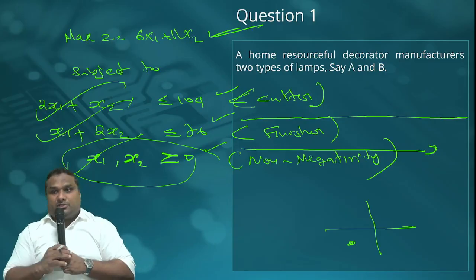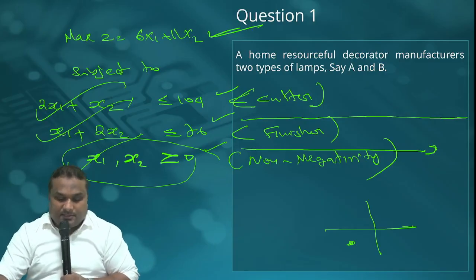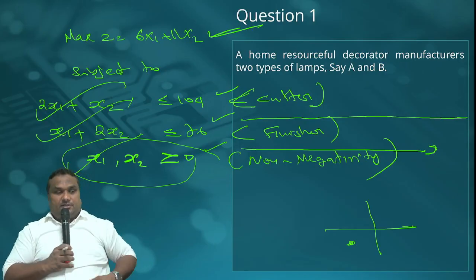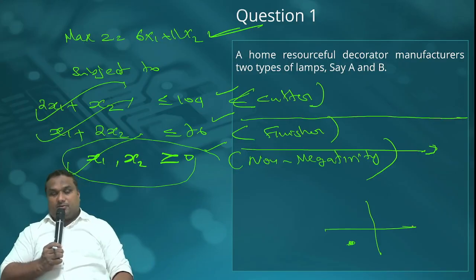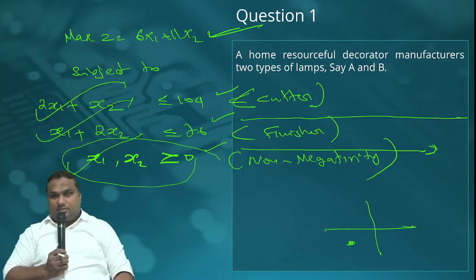The objective function is maximize z is equal to 6x1 plus 11x2, subject to 2x1 plus x2 less than or equal to 104. Next, x1 plus 2x2 less than or equal to 76.